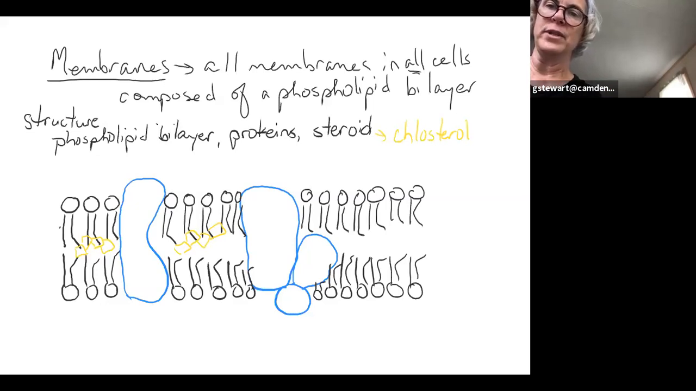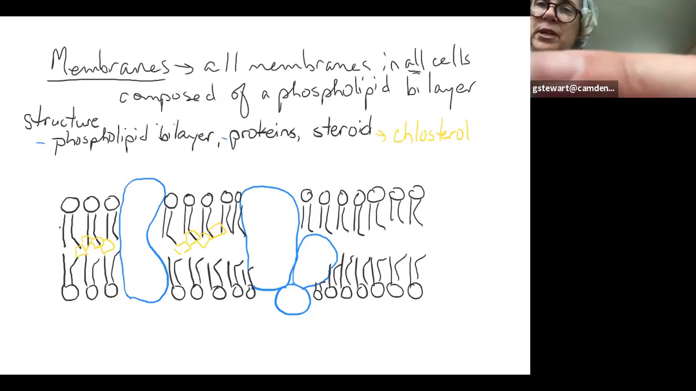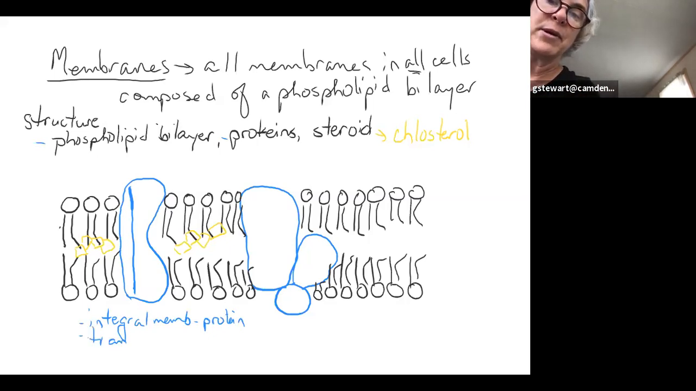Okay, we talked about the phospholipids, now let's talk a little bit more about these proteins. Any of the proteins that go all the way through the membrane, like this protein here, we would call an integral membrane protein. You might also see it called a transmembrane protein in a different textbook. And functionally, many of these are also going to be carrier proteins, which we'll talk about a little bit later.